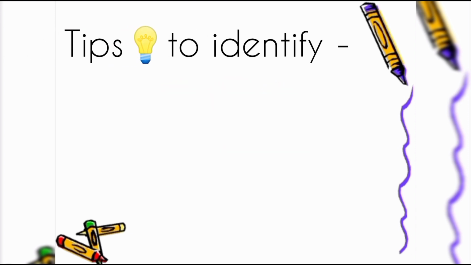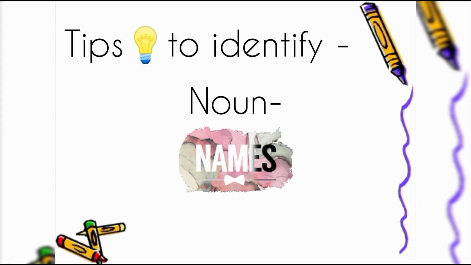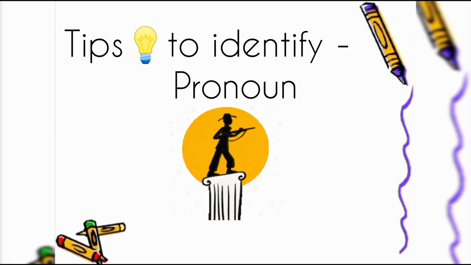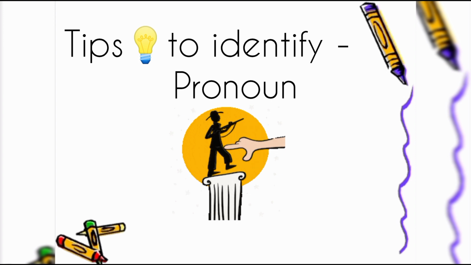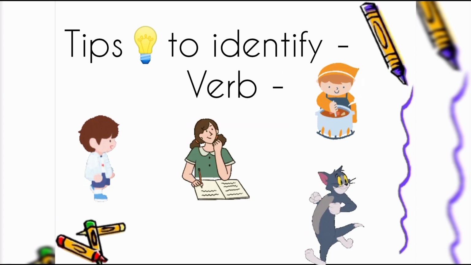Now it's time for some practical tips to identify the parts of speech in a sentence easily. First one, nouns. It's very easy to identify the nouns. You just have to look out for those words that represent names. Second, pronouns. Identify those words that take the place of nouns. Simple. Third one, verbs. Identify words that show action.